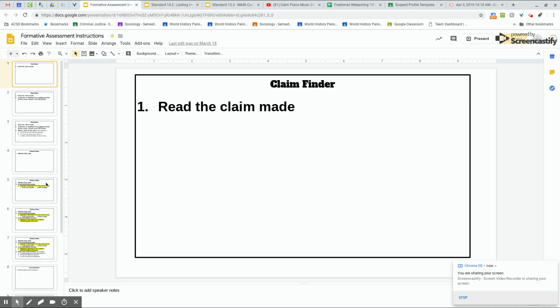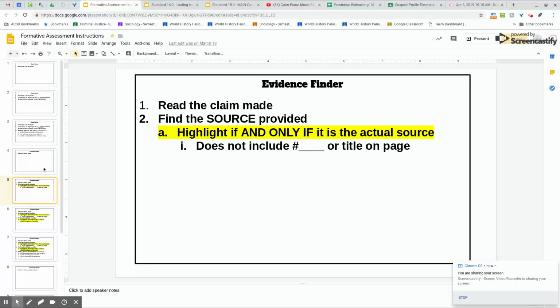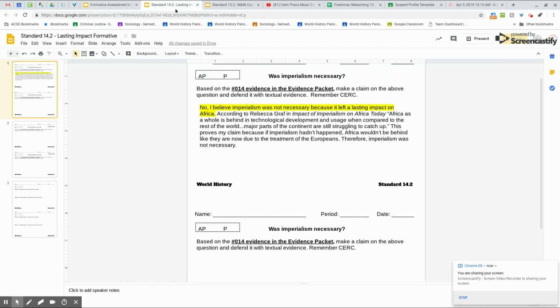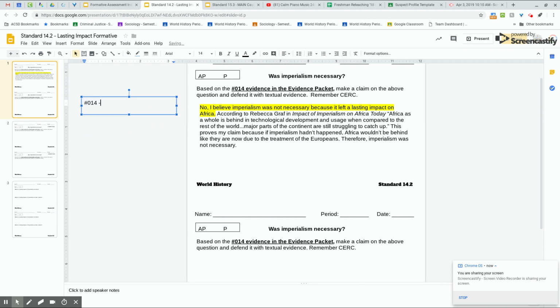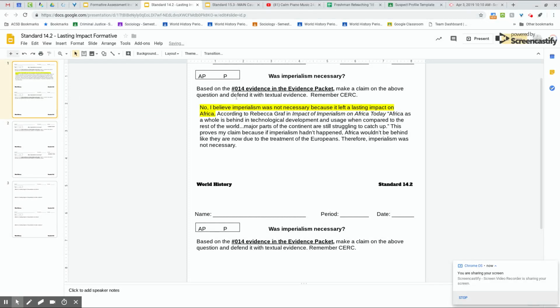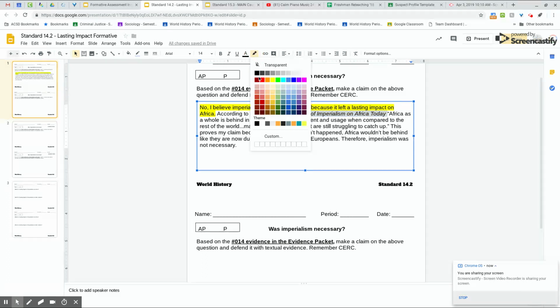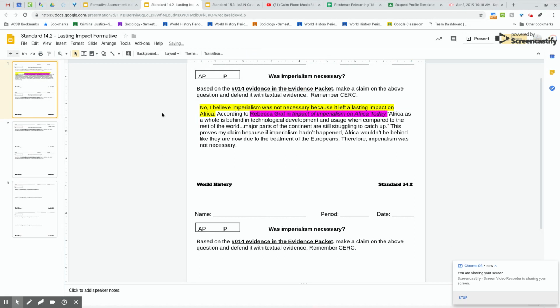The next one is the evidence finder. This is the tricky one because there's two parts to this. Students not only need to check their source, then they need to check their evidence. What you will see is sometimes students will put number 14, lasting impact, as their source. And as the instructions say, that's not the source. So if students have that situation, they just circle it, leave them a comment that says, hey, your source is not correct. In my situation here, this is my source. So as the evidence finder, I would be highlighting that piece.